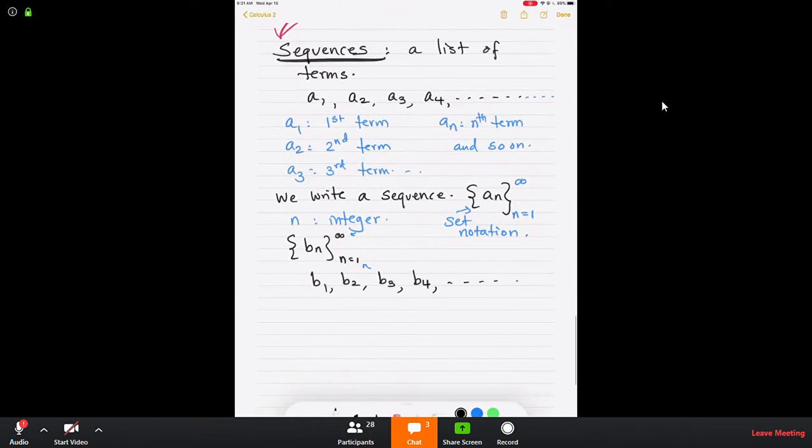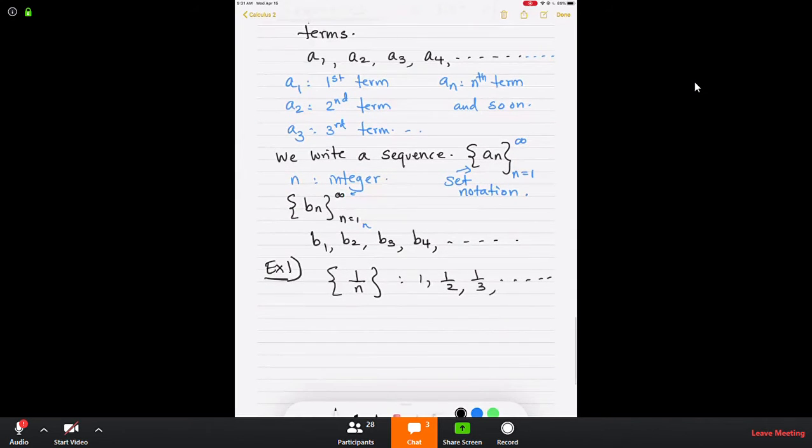So let me just give some examples. Can you write this sequence for me? So either type it or say it. So this sequence would be 1 over 1, 1 over 2, 1 over 3, etc. There you go, sir.